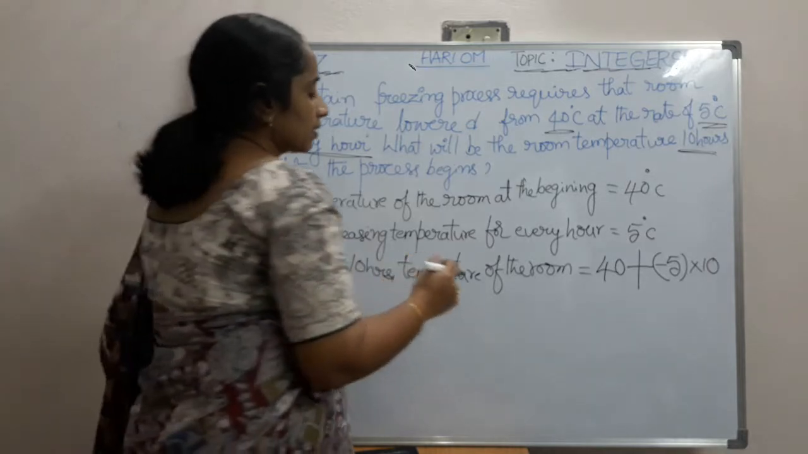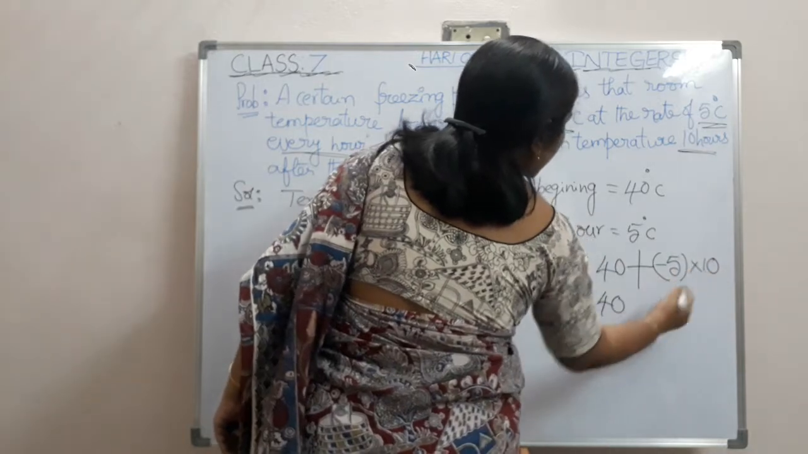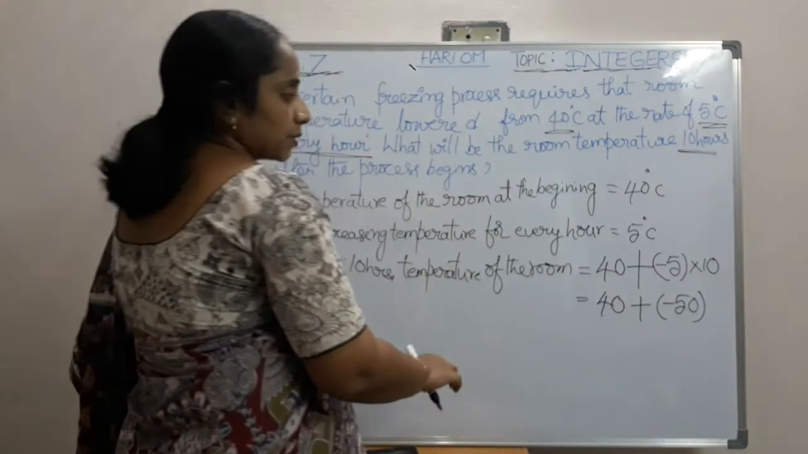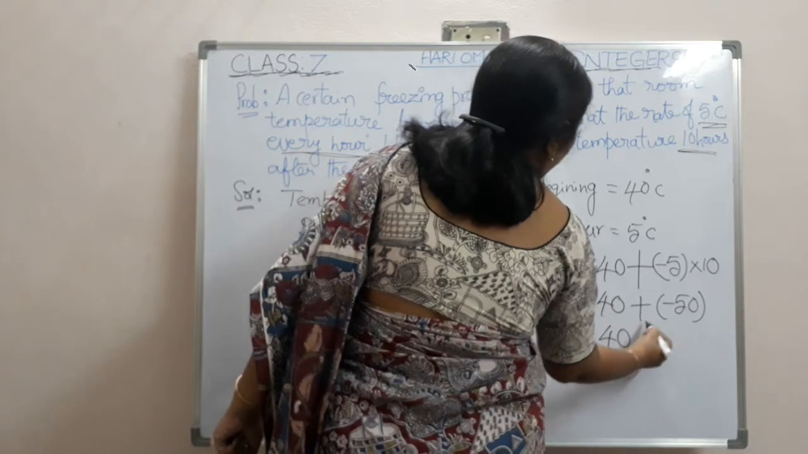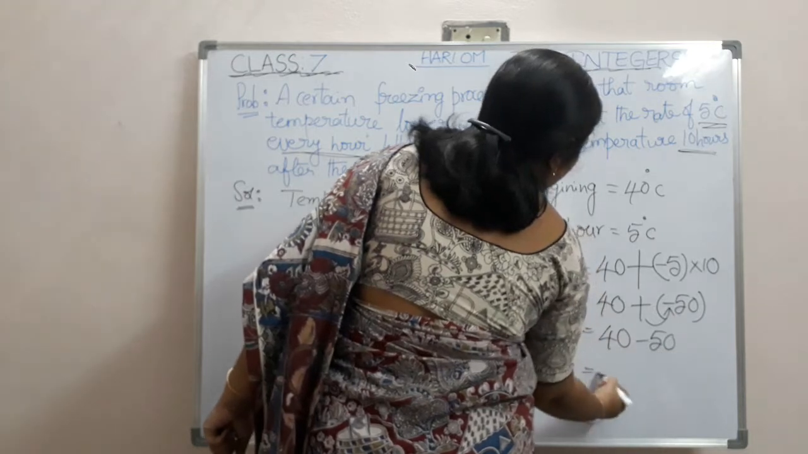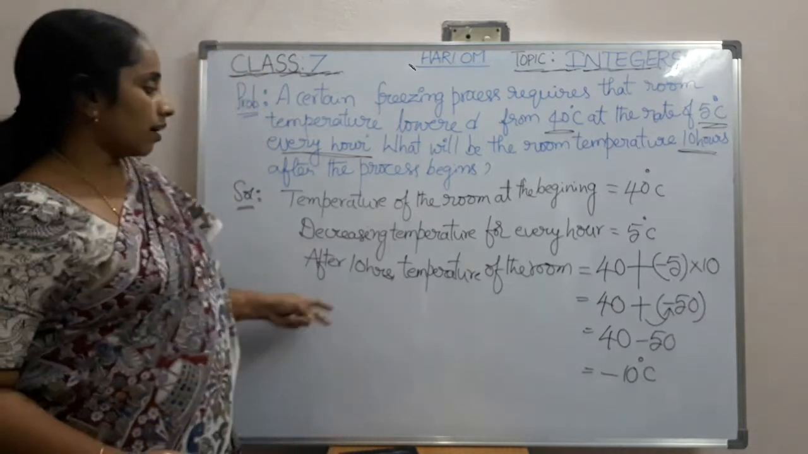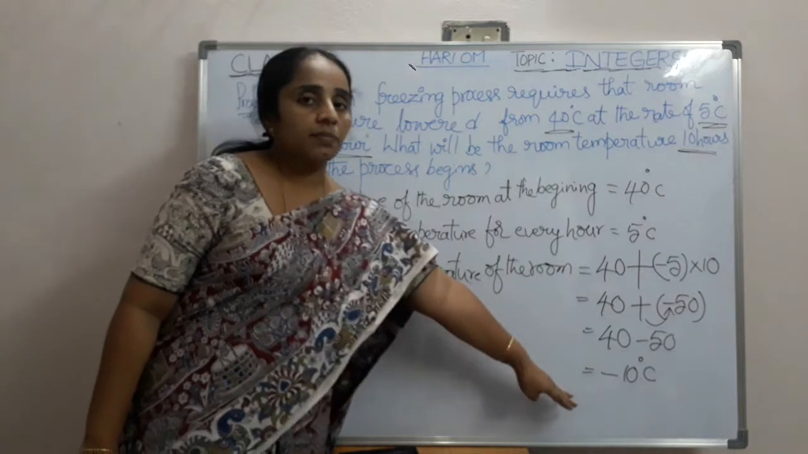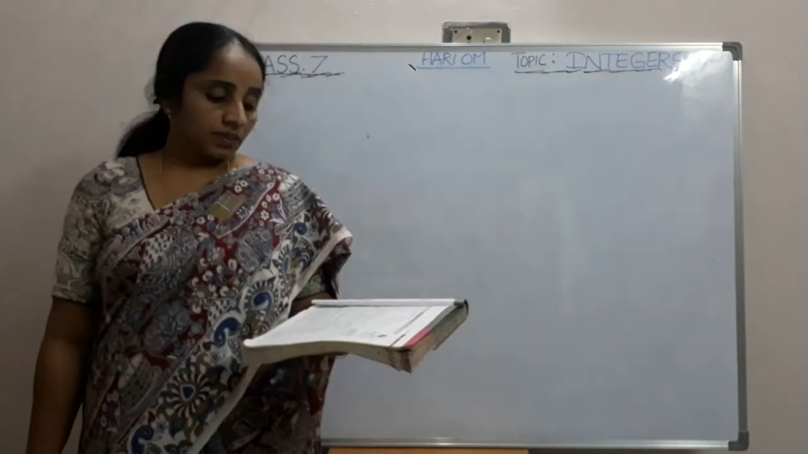Now it is 40, and minus into plus is minus 50. Now it is 40 plus minus 50, which is minus 10 degrees C. So, after 10 hours, the temperature of the room is minus 10 degrees C. Okay.